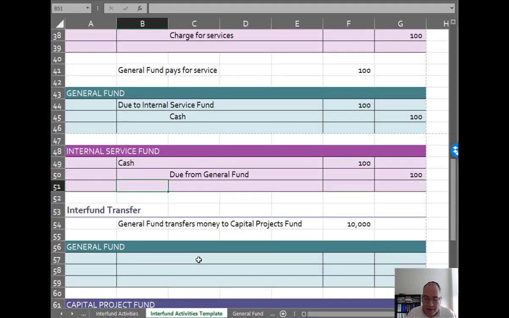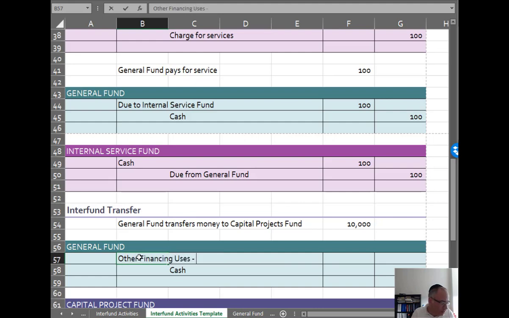Now let's talk about transfers. Let's say they transfer $10,000 into the capital project fund to start a capital project. We'll do a capital project in the next chapter. For the general fund, they're not going to debit cash, they're paying cash. So they're going to credit cash for $10,000. And the debit account is going to be other financing uses.